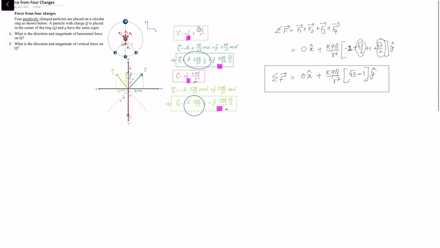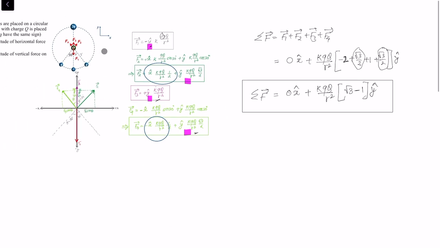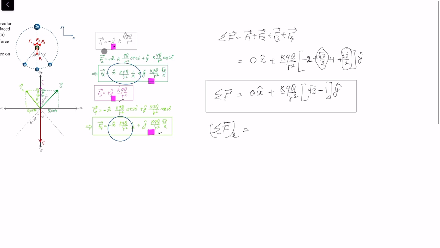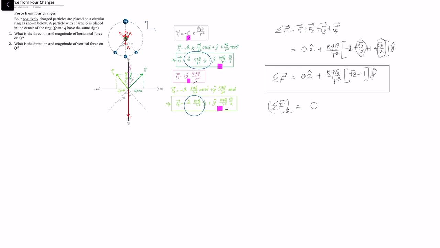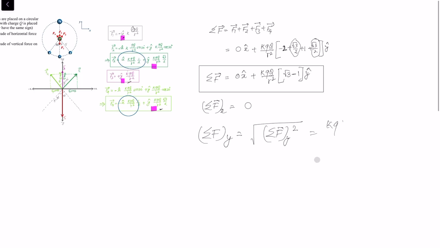If you go back to the problem statement, what it is asking here is, what is the direction and magnitude of the horizontal and the vertical force experienced by the charge at the center? Thus, we can conclude that the magnitude of the horizontal force is 0 and the magnitude of the vertical force is kq by r square times square root 3 minus 1, and it is in the positive y direction.